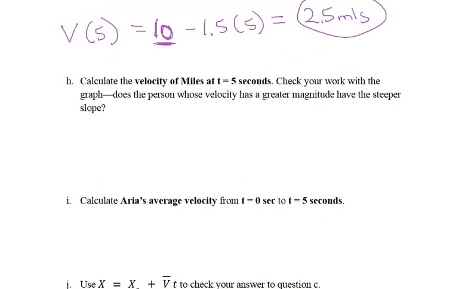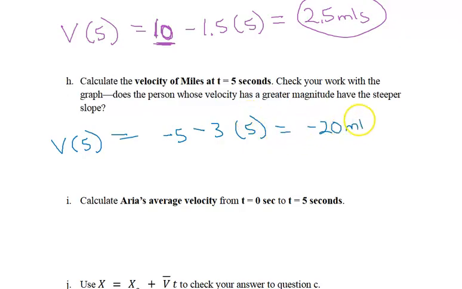All right, let's figure out how fast Miles is going at 5. Plugging into his velocity function, you can't see it on the screen anymore, but -5 minus 3 times 5 is -20 meters per second. So again, hopefully I want this stuff to make sense to you.